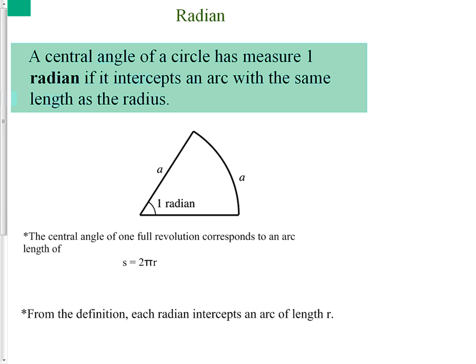Is it the second thing on the list? Third thing on the list? Okay. Third thing on the list is a choice between degrees and radians. Leave it in degrees for right now, because that's what you're used to. But radians is another way to measure something.